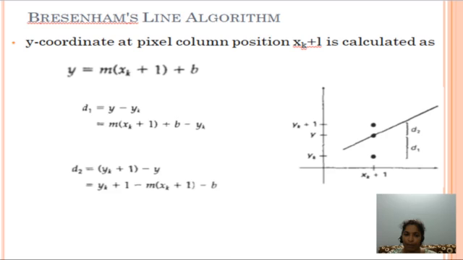So again, what is d1? d1 is the difference between y and yk. So we can write d1 = y - yk. What is y? y we already found. y = m(xk+1) + b, so d1 = m(xk+1) + b - yk. And what is d2? d2 is the difference between yk+1 and y. So d2 = yk+1 - y. Again, you know the value of y, we are substituting this value here. So we got d1 and d2.